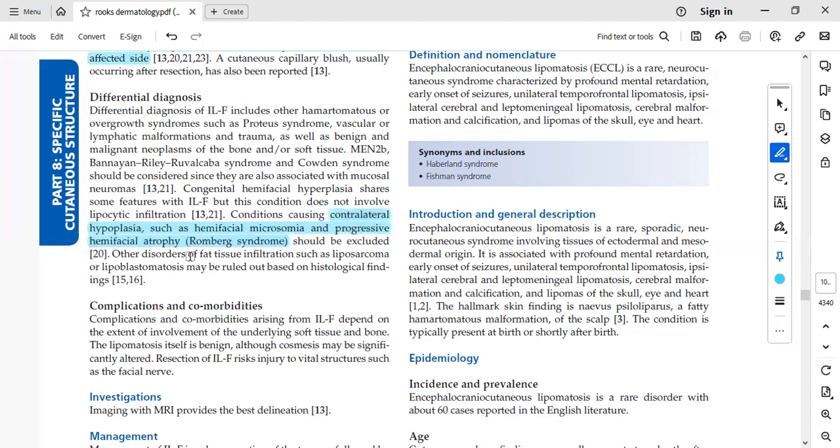And other disorders of fat tissue infiltration, such as liposarcomas or lipoblastomatosis, may be ruled out based on the histological findings of these diseases. And the complications and comorbidities of this disease depend on the extent of involvement of the underlying soft tissue and bone, and the lipomatosis itself is benign. There will be cosmesis issues, and resection of ILF risks injury to vital structures such as the facial nerve. So it is a major complication of this disease.